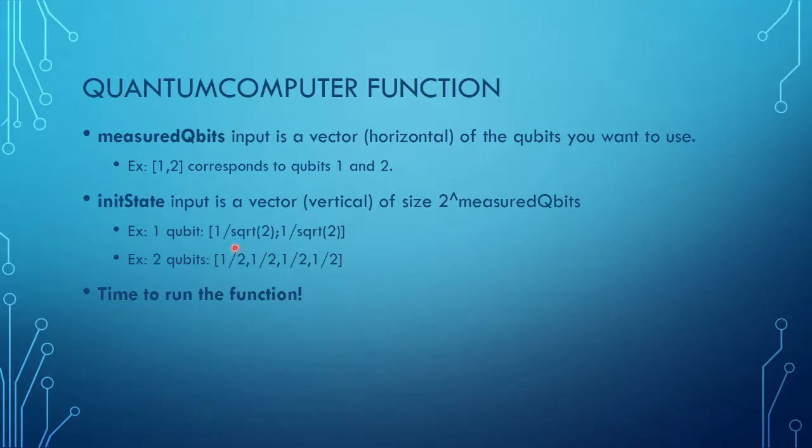So shown below are some examples for inputs for the initial state. As you can see here, 1 over square root of 2, 1 over square root of 2 normalizes to 1, and so does 1 half, 1 half, 1 half, 1 half. And now it's time to run the function.